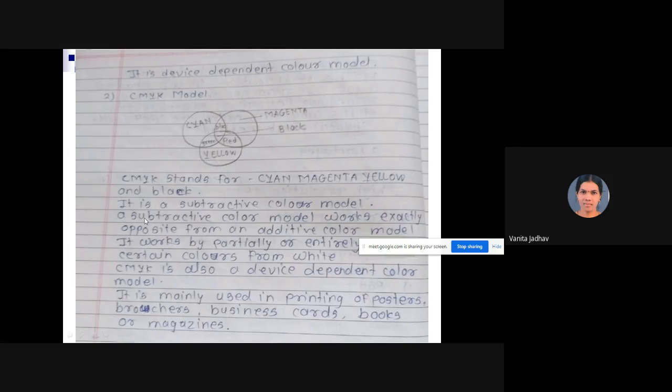So what do I mean by subtractive? A subtractive color model works exactly opposite from an additive color model. It works by partially or entirely masking certain colors from white. So it is masking certain colors from the white. It is trying to filter the white color. Masking is nothing but filtering.